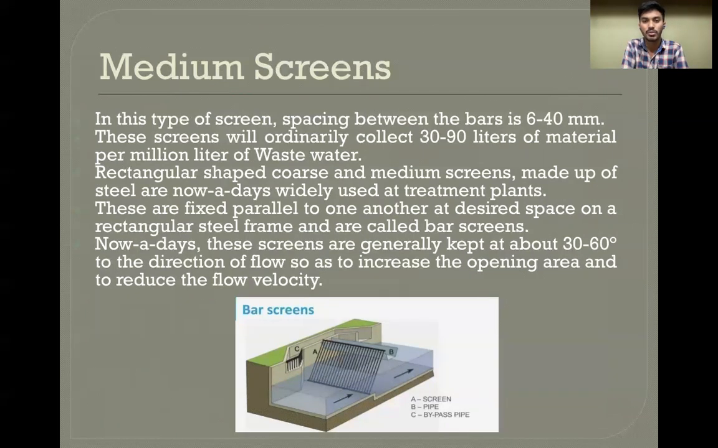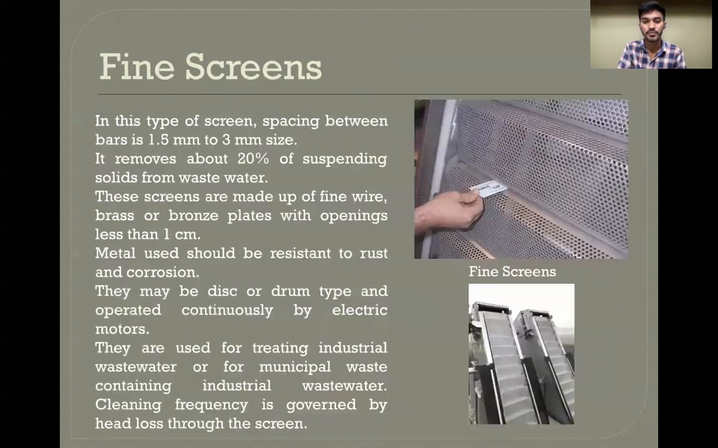Rectangular shaped coarse and medium screens made up of steel are nowadays widely used at treatment plants. These are fixed parallel to one another at desired spacing on a rectangular steel frame and are called bar screens. Nowadays, these screens are generally kept at about 30 to 60 degrees to the direction of flow so as to increase the opening area and to reduce the flow velocity.